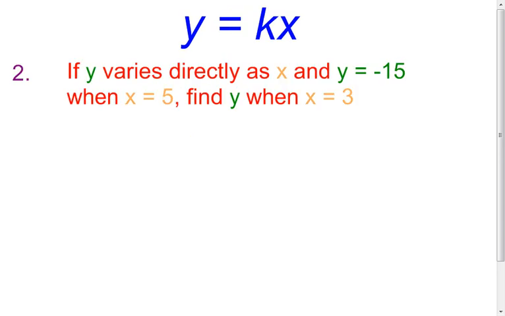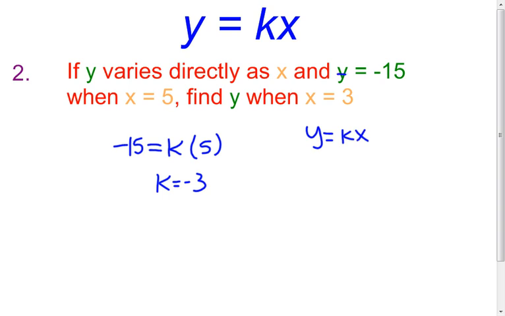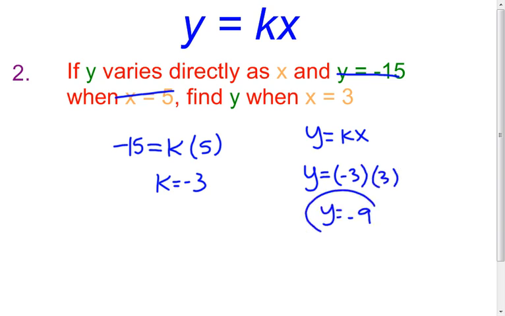And here's another one. If y varies directly as x, then y equals negative 15 when x equals 5. Find y when x equals 3. Same thing. The first thing you're going to do is plug in those first pieces of information. So negative 15 equals k times 5. So k equals negative 3. And then I will go back to y equals kx here. I will put in my new y value, which I don't know. I'm trying to find out. You might have to find a new x value, by the way. You're not always going to find y. You might have to find a new x value, but in this case, I'm finding y. My k is negative 3, and my x is 3, so then y is negative 9.